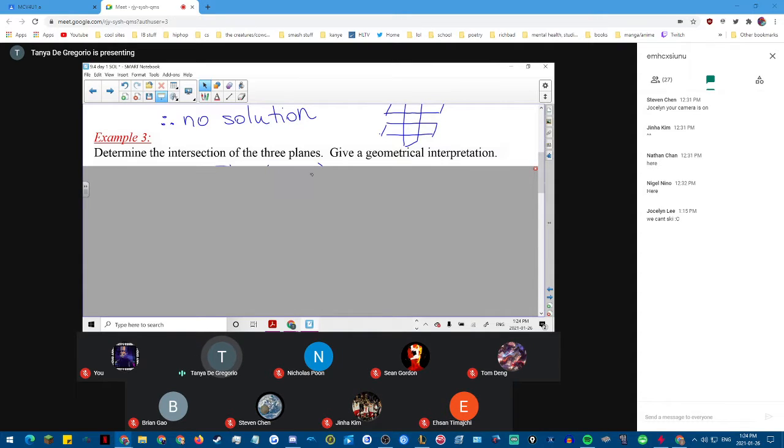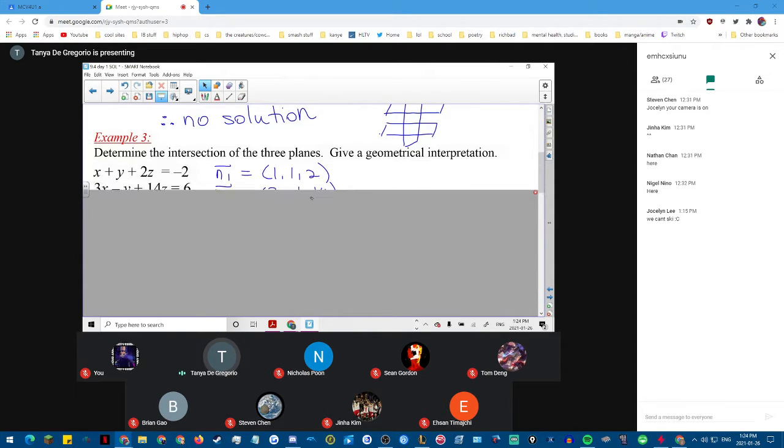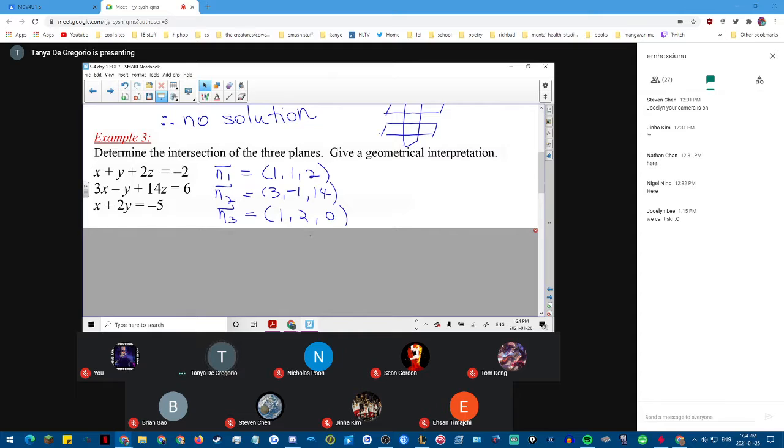Determine the intersection of 3 planes. Give a geometrical interpretation. So I've got my 3 planes and I take a look at the normals. 1, 1, 2, 3, -1, 14, 1, 2, 0. None of these can be reduced. None of these are scalar multiples. So therefore I take a look, or none of these are the same, I should say, once they're reduced. And so therefore we know that it's 3 distinct planes.